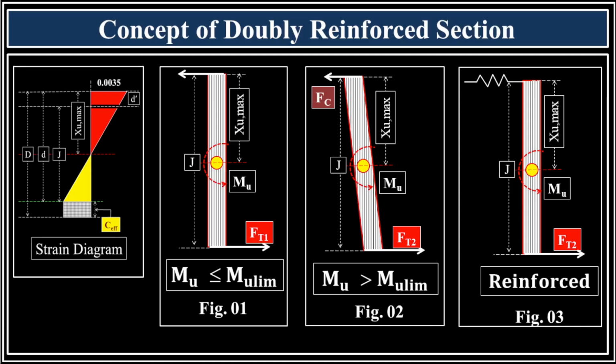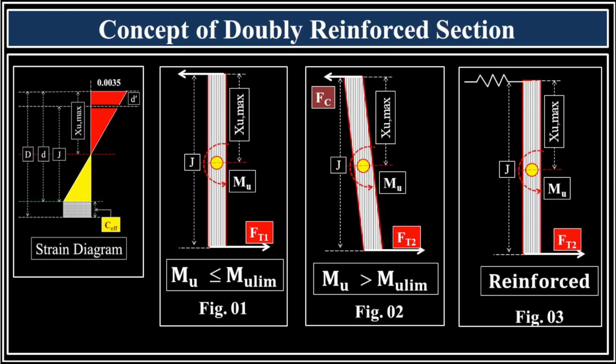To resist this larger Mu, a greater total tensile force, Ft2, is required, which is larger than Ft1. This imbalance means the concrete compression zone alone is insufficient. Finally, figure 03 shows the doubly reinforced section. To bring the section back into equilibrium, or its vertical posture, we introduce additional reinforcement into the compression zone. This is symbolized by the spring-like structure at the top of the section.